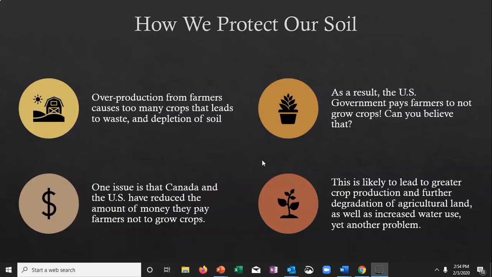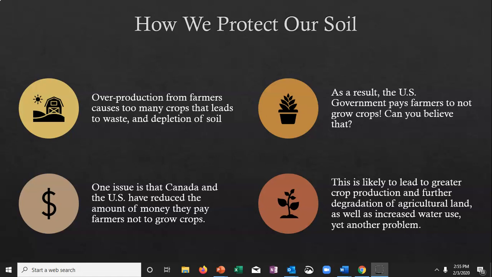We can do a lot of different things to protect our soil. Overproduction from too much farming and too many crops depletes the nutrients out of our soil, so we don't want to do that. As a result, a lot of times the U.S. government actually pays farmers to not grow crops so that the soil can remain nutritious for future crops. So it's kind of interesting that the government will pay farmers to not grow crops.